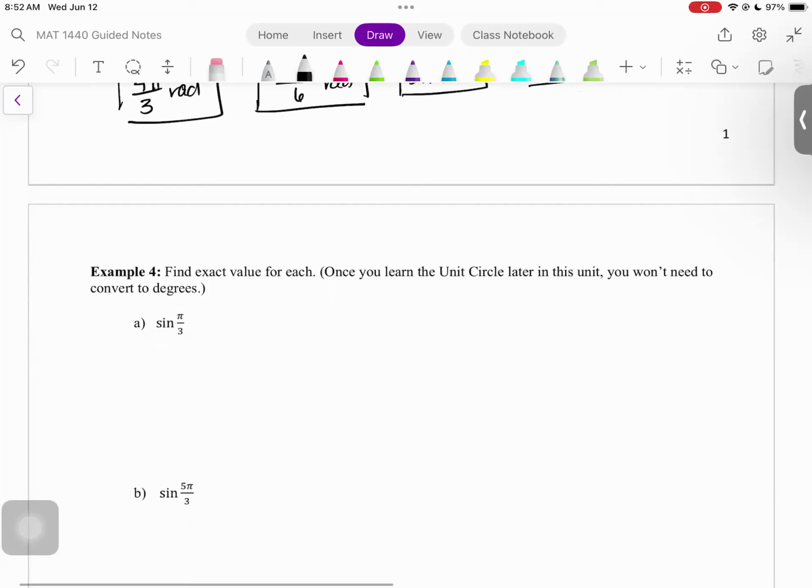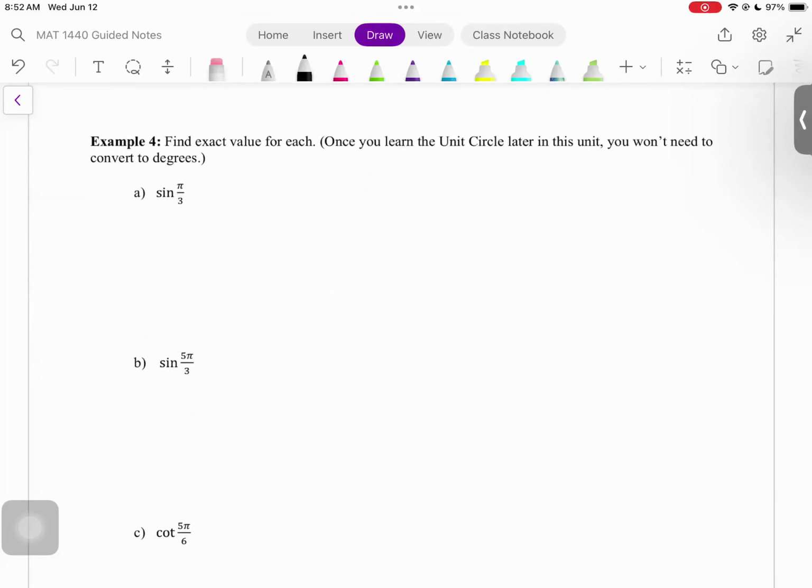Find the exact values for each of these. Again, once we learn our unit circle, we won't need to convert to degrees. So we're going to start by taking our angle measure in radians and converting it to degrees. Since we have all those tables that gave us many of these function values. So I'm going to start with taking pi over 3 and multiplying by 180 over pi to get my degrees. And this is equal to 60 degrees. So sine of pi over 3 is the same as sine of 60 degrees. And we know that sine of 60 degrees is equal to the square root of 3 over 2 from our tables in Unit 1.